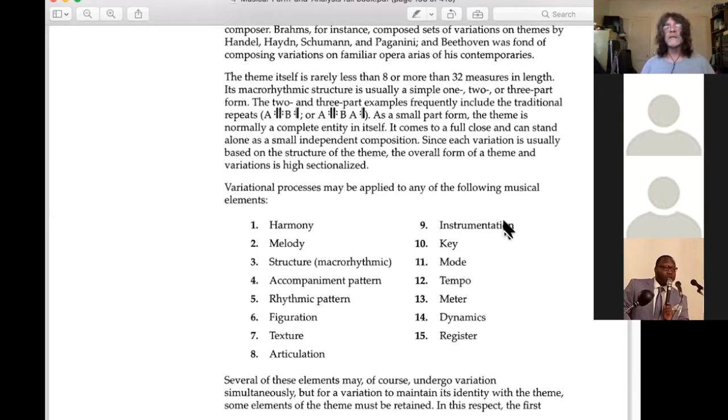Oh, you could change the key, all right? And it's not uncommon to change the mode. If you're in C major, just change the mode to C minor, all right? You could vary the tempo. Some of these later ones are usually combined with other ones: tempo, meter, dynamics, register, all right?